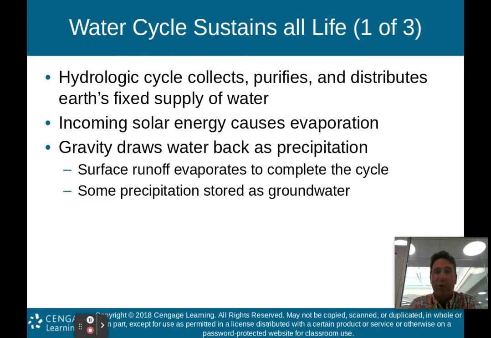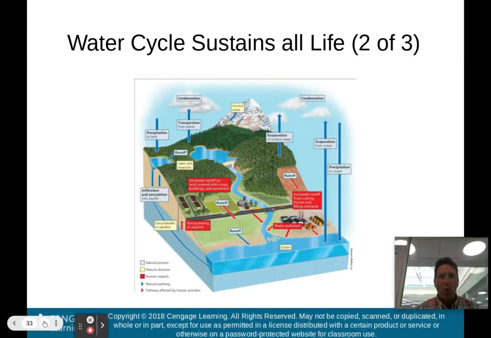How do we think water first arrived here? By comets. At the beginning of the early solar system, comets were raining down on Earth all the time, bringing water, the ice. Comets are balls of ice. We believe that's how the water got here. Obviously, we don't have comets raining down on Earth anymore, so pretty much the water we have is finite. It's a fixed supply. Incoming solar energy causes evaporation, and then gravity draws water back as precipitation. Either surface runoff evaporates to complete the cycle, or some of that precipitation may be stored as groundwater.